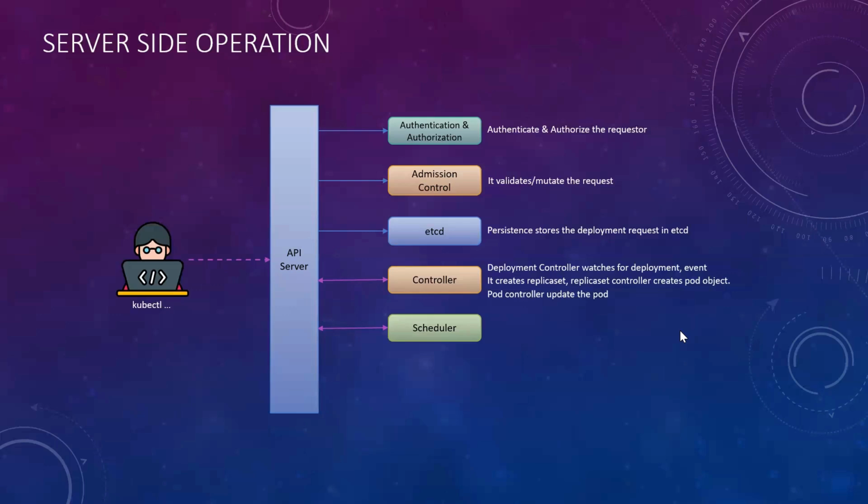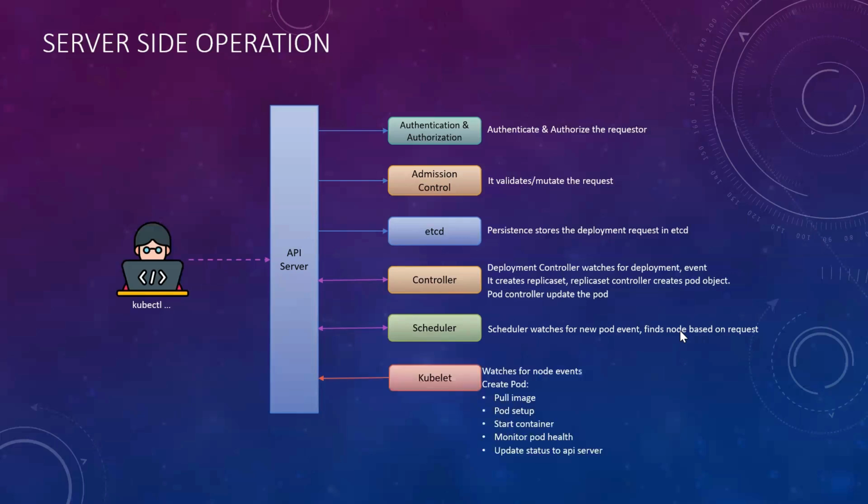If there is no such request, it randomly picks from the available nodes, again based on the node resources and everything. Then it schedules the pod to the particular node. So the scheduler says, hey, there is a new pod request. Then the kubelet will receive the request and it starts creating the pod.